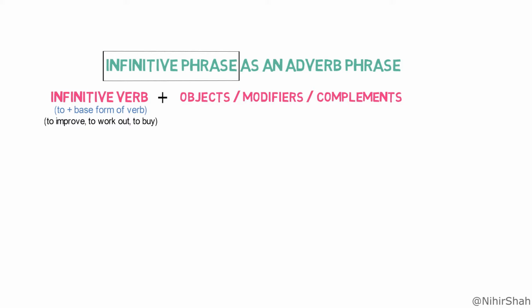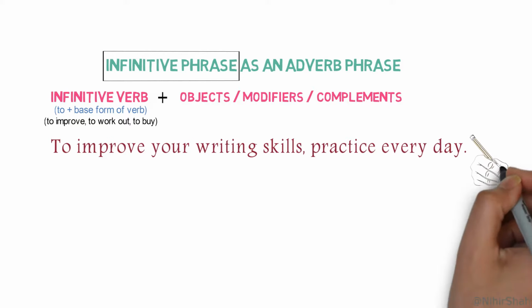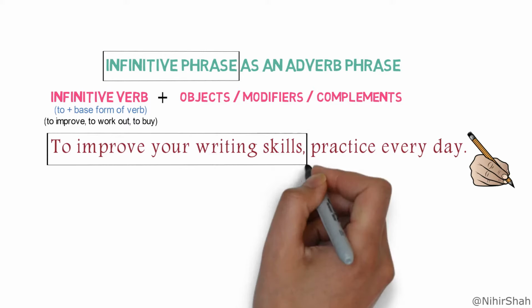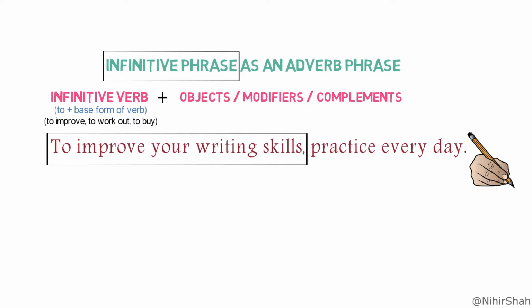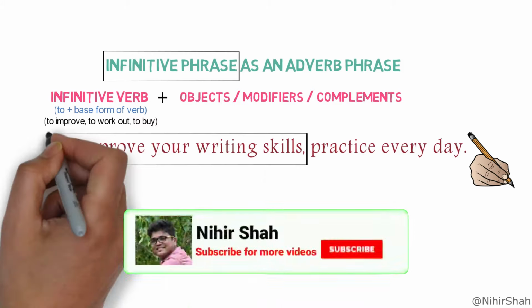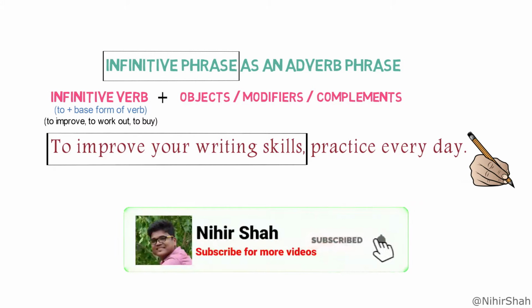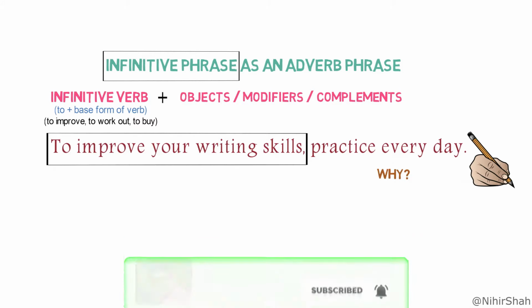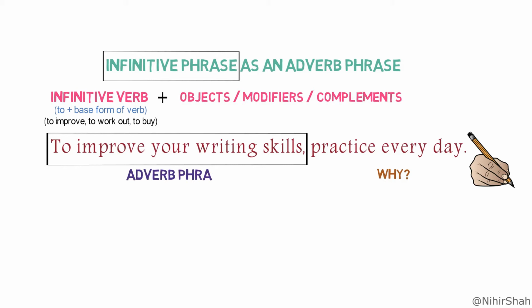Let's look into a sentence example. To improve your writing skills, practice every day. Here, to improve your writing skills is an infinitive phrase. Sometimes, the same infinitive phrase could function as an adverb in the sentence. Here, the infinitive phrase to improve your writing skills explains why we should practice daily. As it is acting as an adverb here, it's an adverb phrase.